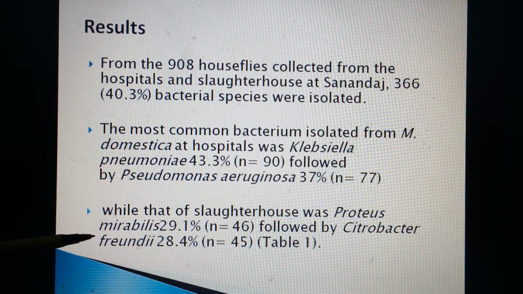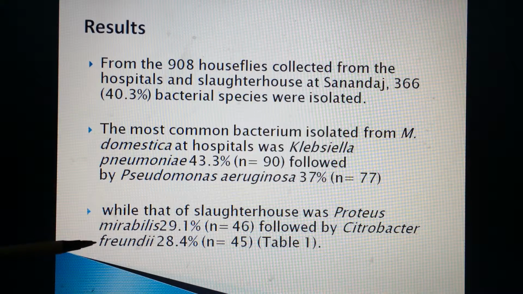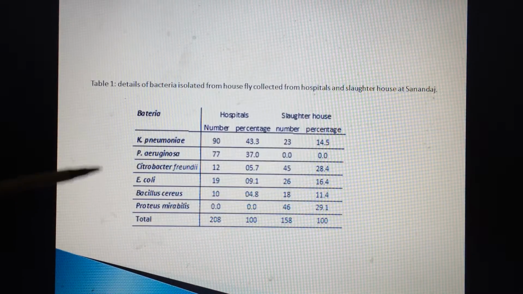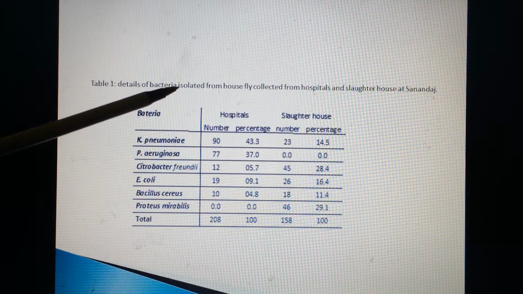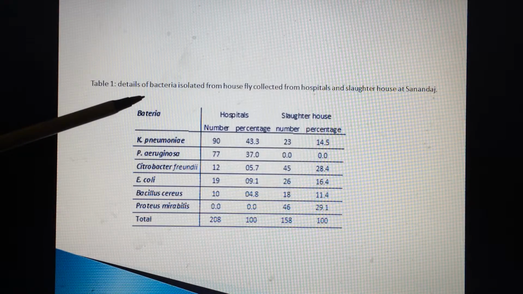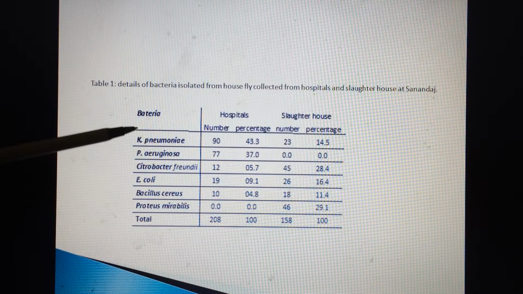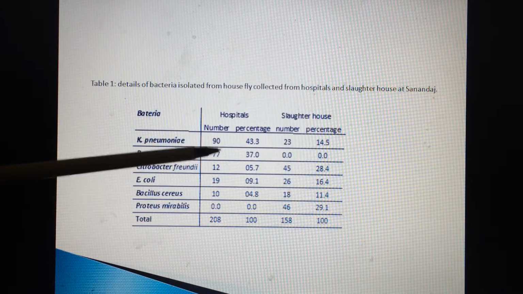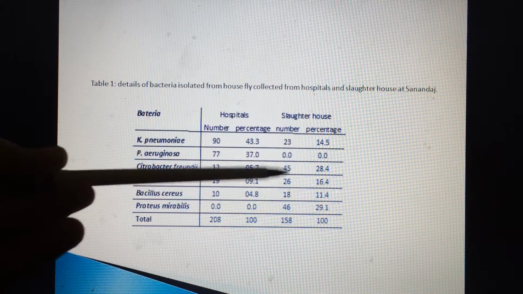while that of slaughterhouse was Proteus mirabilis, 29.1%, number 46, followed by Citrobacter freundii, which is 28.4%, number 45. See table 1. This is table 1. Details of bacteria isolated from housefly collected from hospital and slaughterhouse at Sanandaj. This is the type of bacteria, and this is the number and the percentage in the hospital and for slaughterhouse.